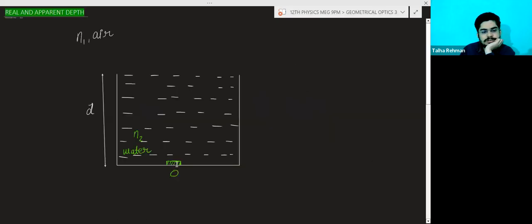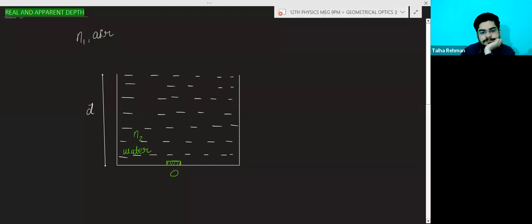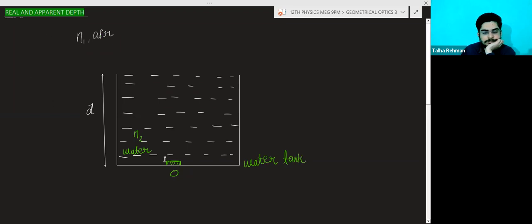So suppose this is a tank. We are discussing real and apparent depth. This is a water tank, and there is an object, you can say a coin or any other object, placed at the bottom of this. And this water, suppose, has the refractive index N2. And D is the real depth of this object. Really, this object is here.